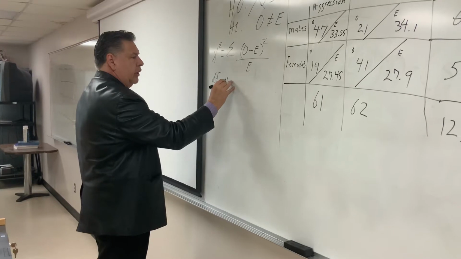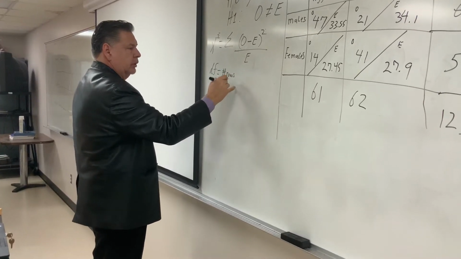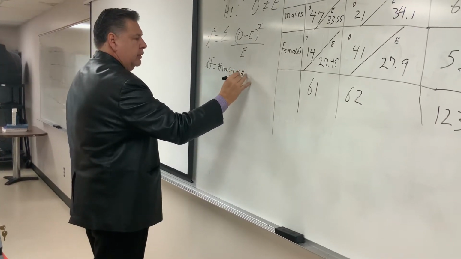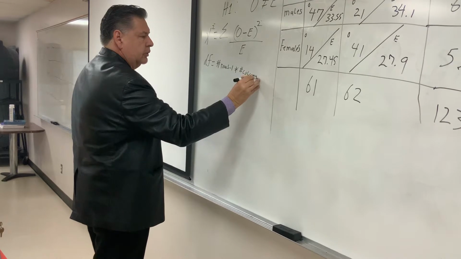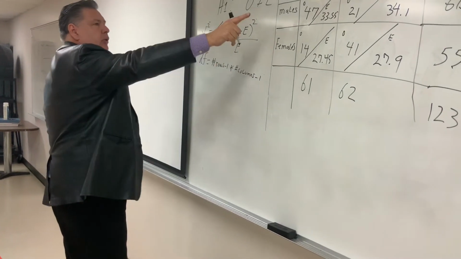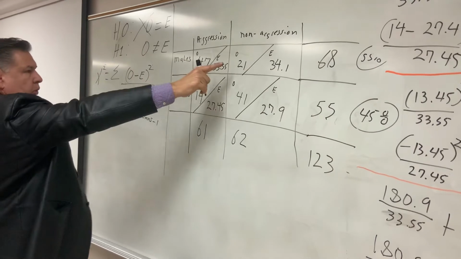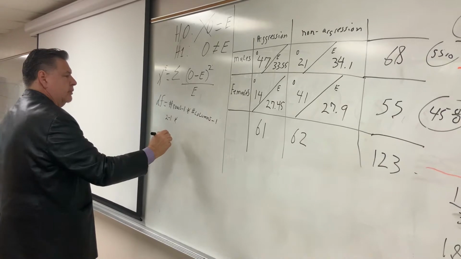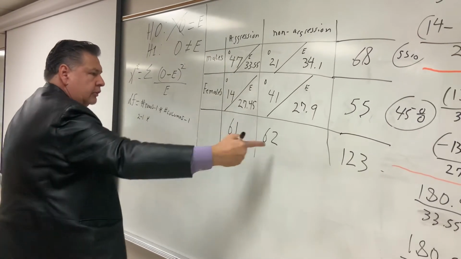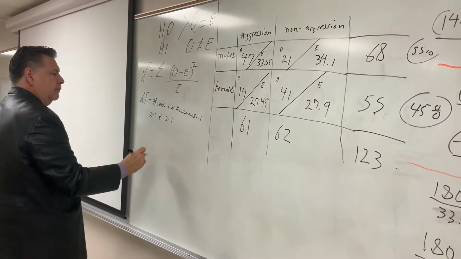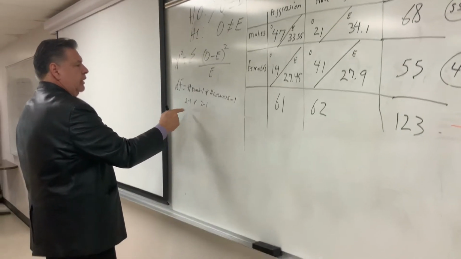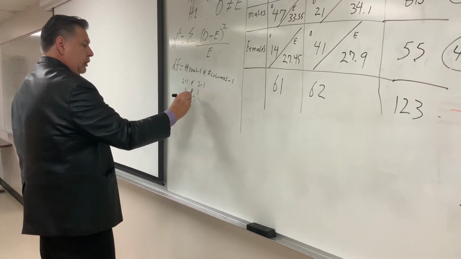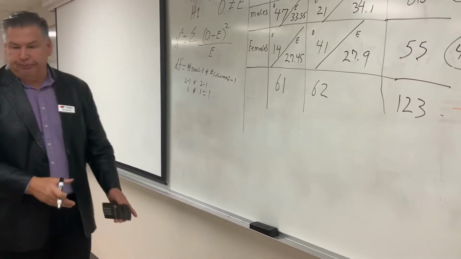looking at the number of rows minus 1 times the number of columns minus 1. So up here we see that we've got 2 rows minus 1 times the number of columns, 2 minus 1. So 2 minus 1 is 1, 2 minus 1 is 1, so 1 times 1 is equal to 1. I have 1 degree of freedom.